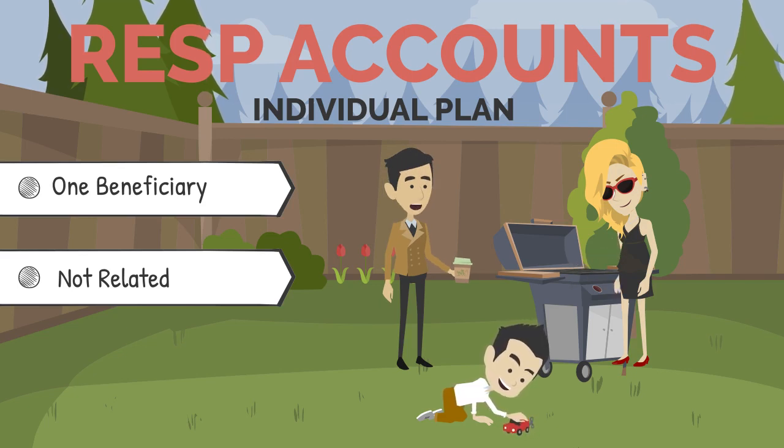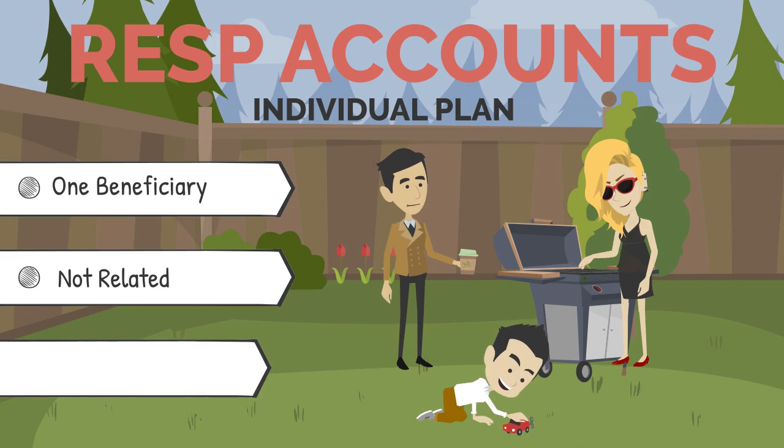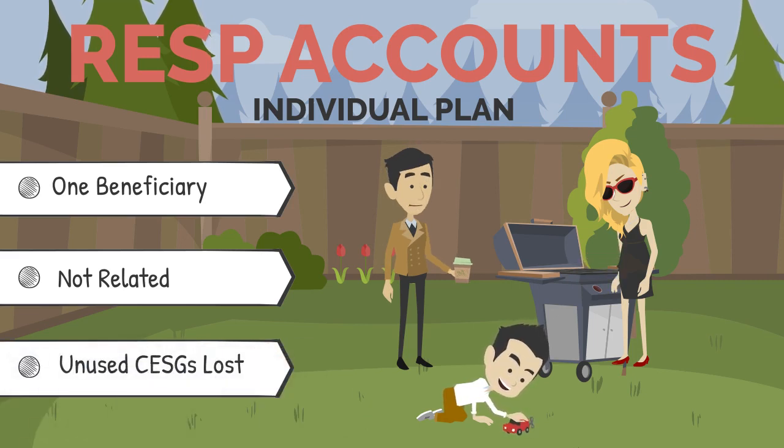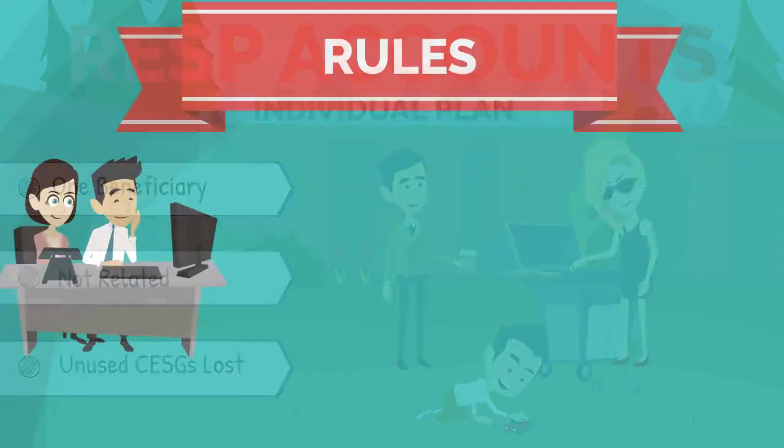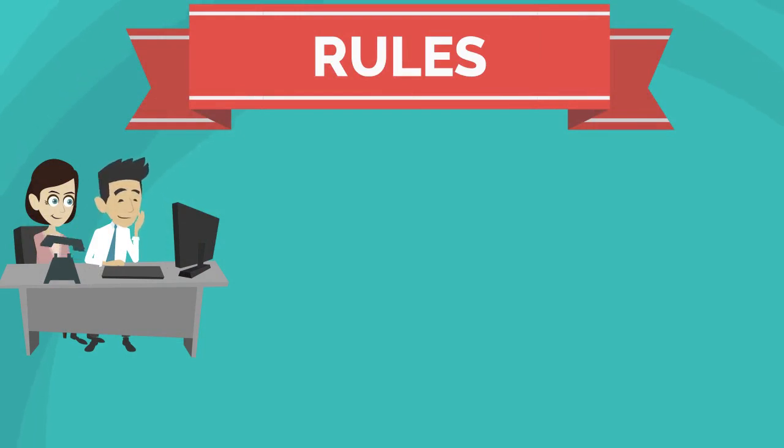So if the child decides to not pursue post-secondary education, then all of the grants must be returned to the government. Now, in some cases or special circumstances, transfers to other accounts could take place, but that's not always the case. So let's take a look at some quick rules that you need to be aware of.